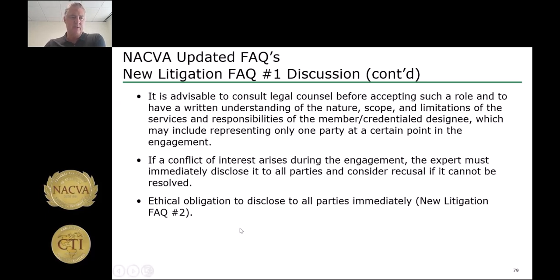In addition to this, the other FAQ, number 2 within the litigation update, says that there is an ethical obligation by the member or the credentialed designee to disclose to all parties immediately upon finding if there is any sort of conflict of interest.